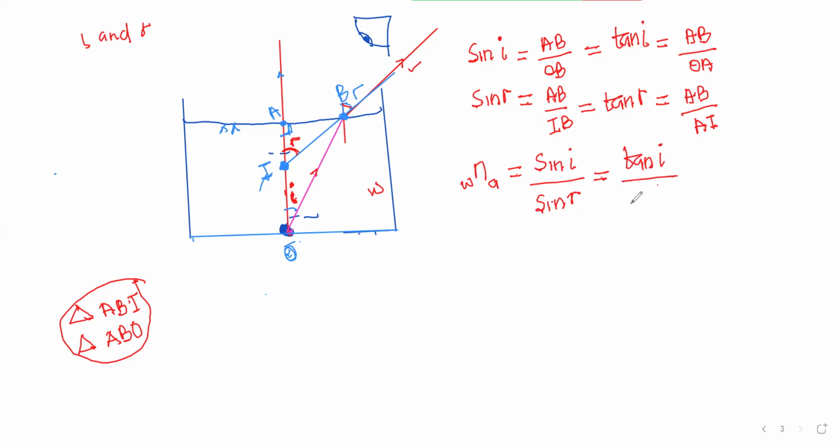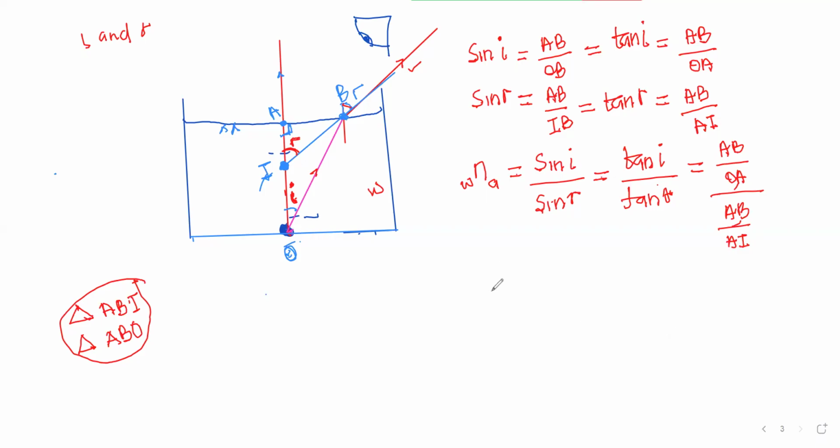And sin R will also be equal to tan R. So instead of sin i and sin r, we are using tan i and tan r. Tan i, we had AB over OA. Then tan R, we had AB over AI. Please simplify this for me.